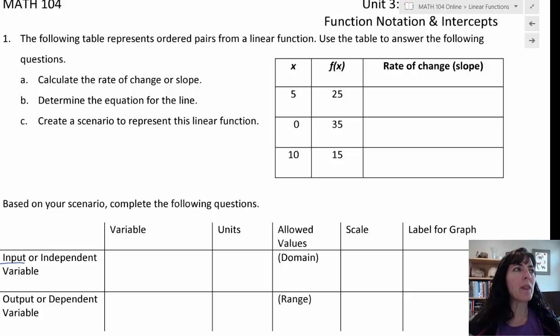Practice problem. The following table represents ordered pairs from a linear function. Use the table to answer the following questions. A. Calculate the rate of change or slope.